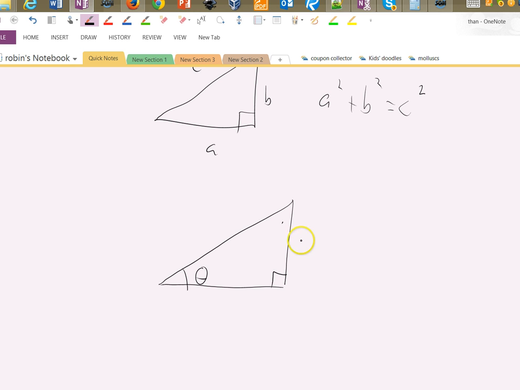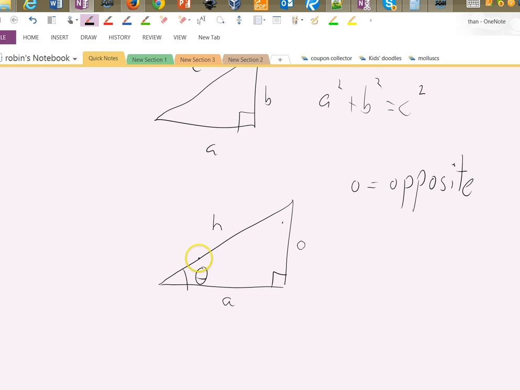I'm going to call that O, and this one A, and this one H, and that's really, really important. O equals opposite. The reason I'm doing this rather than sticking with A and B and C is that this O here is opposite this angle.